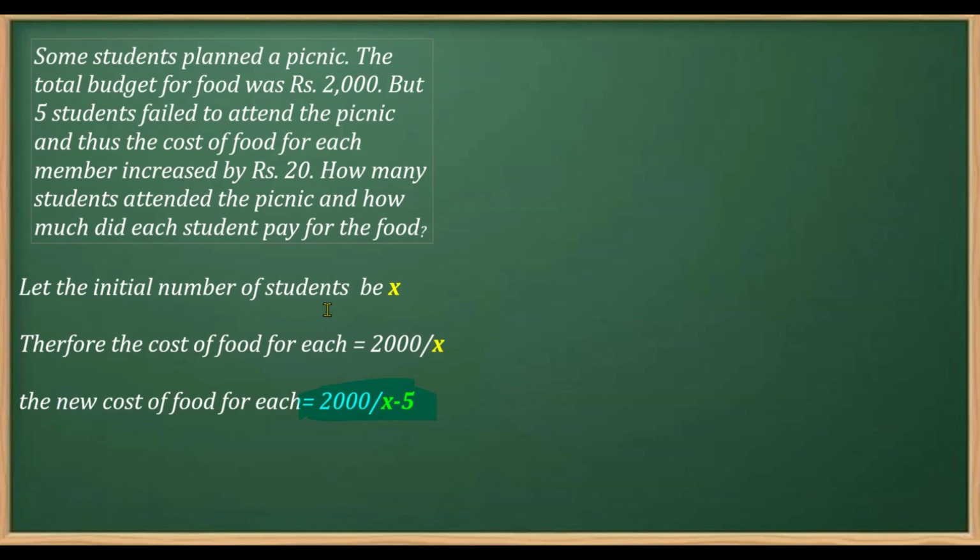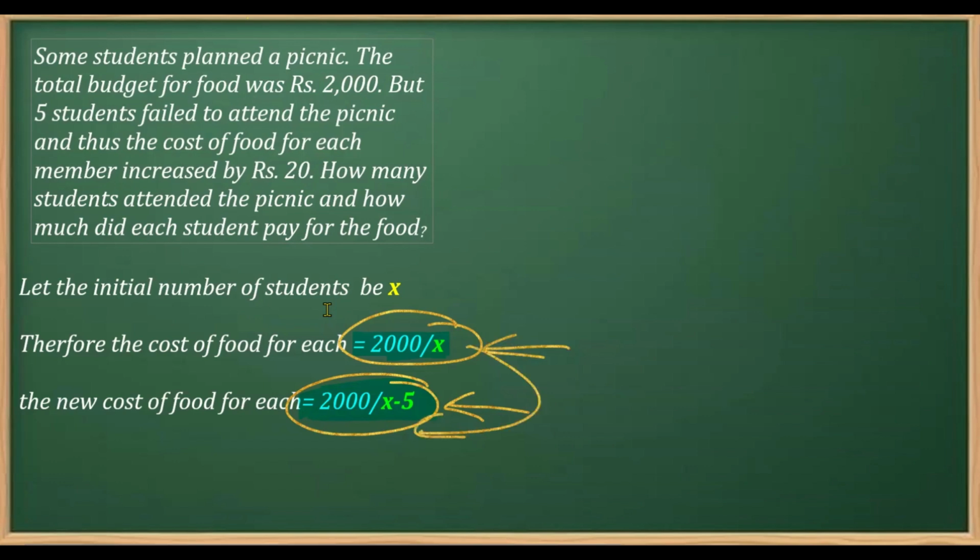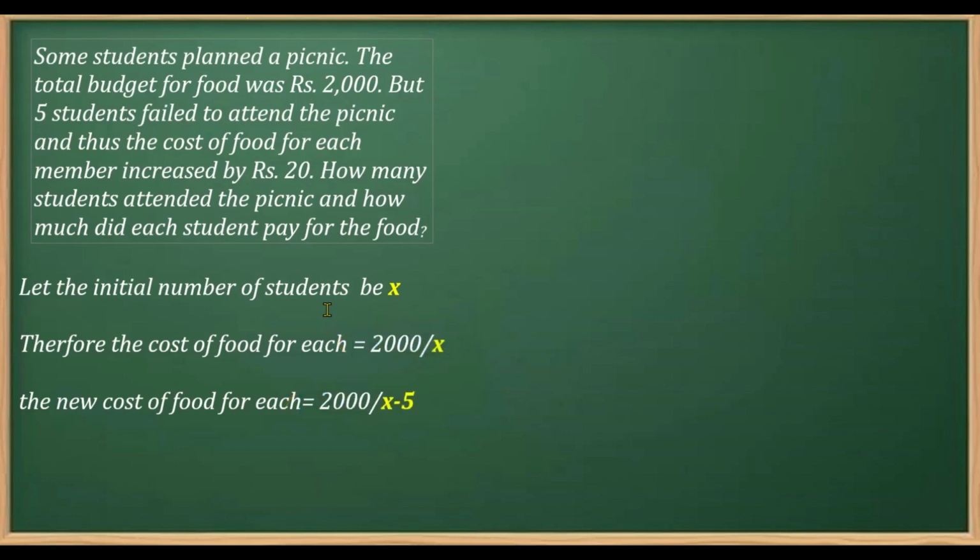Now we know that these are the two costs, right? One is this, another is this per student. And obviously, you can see that the latter will be bigger, right? Because fewer students are going. So therefore, each will have to bear more price. So we can say the latter one is greater than the first one. So therefore, we are going to frame an equation from here.